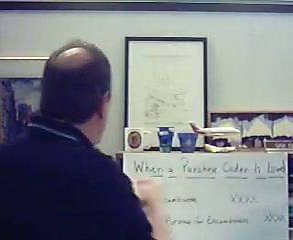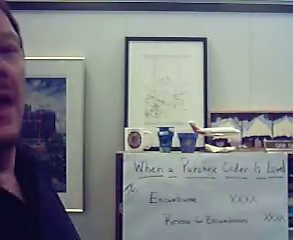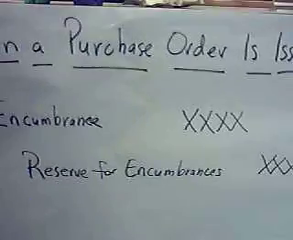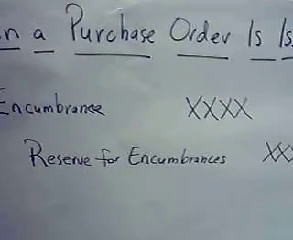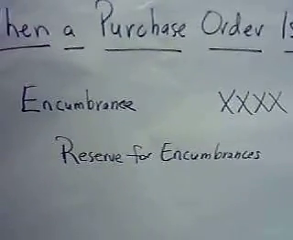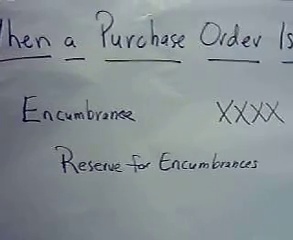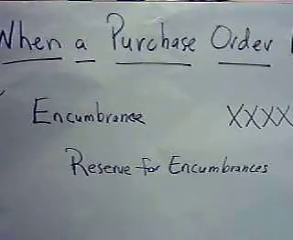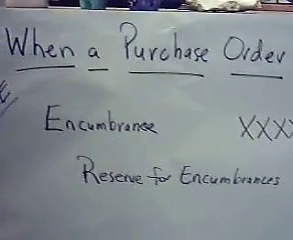And I want to show you now the journal entry that is related to the encumbrances when a purchase order is issued. When a purchase order is issued, we are going to debit the encumbrance account, okay? And we're going to credit the reserve for encumbrances. Debit the encumbrance account and credit the reserve for encumbrances. When you see the word encumbrance, I want you to think of purchase order.